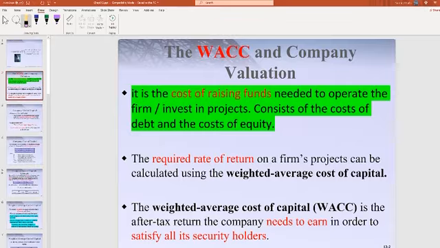Okay, let's start. First of all, I add this paragraph that I highlighted in green color just to make it easy for you to understand WACC. Okay, WACC is the cost of raising fund needed to operate the firm or invest in a project.